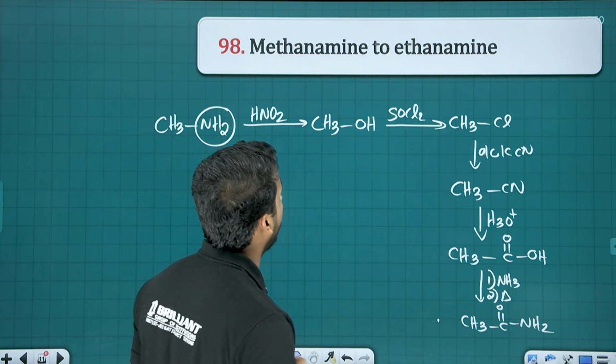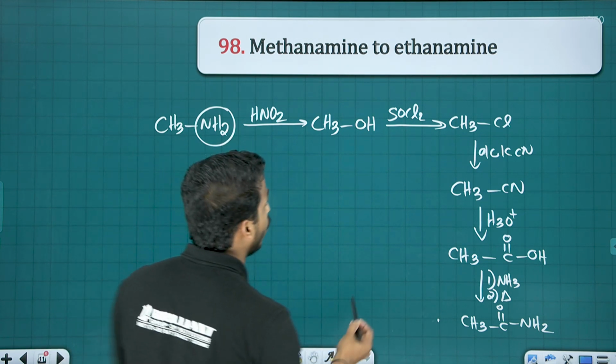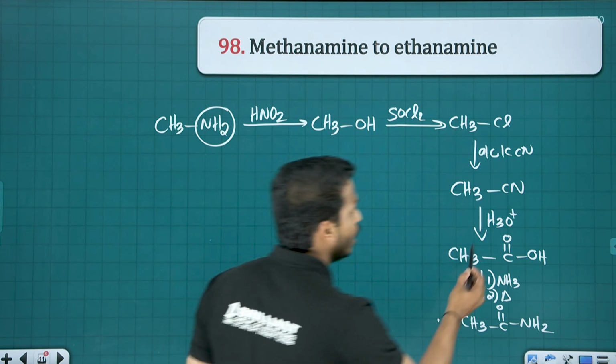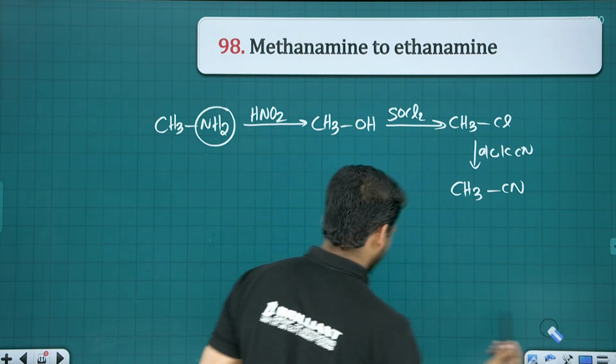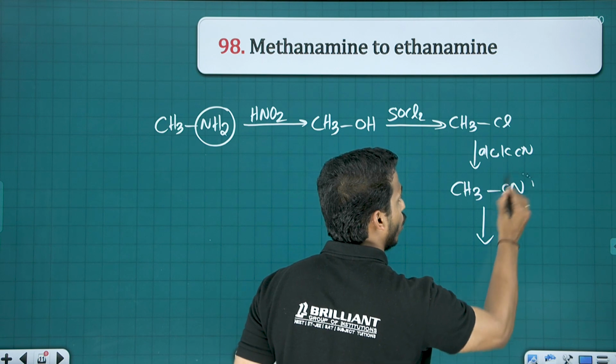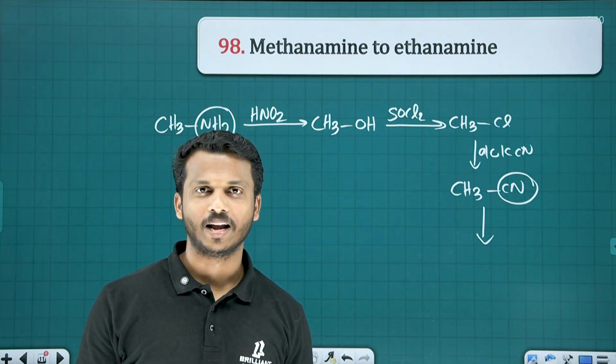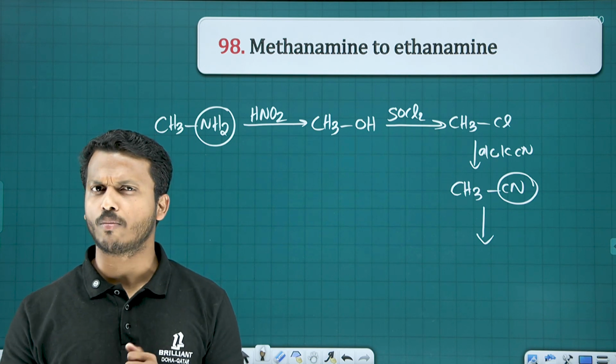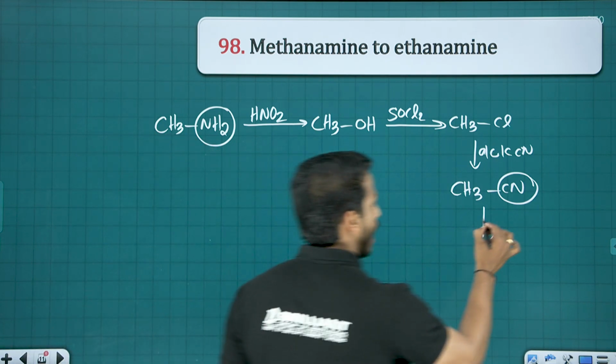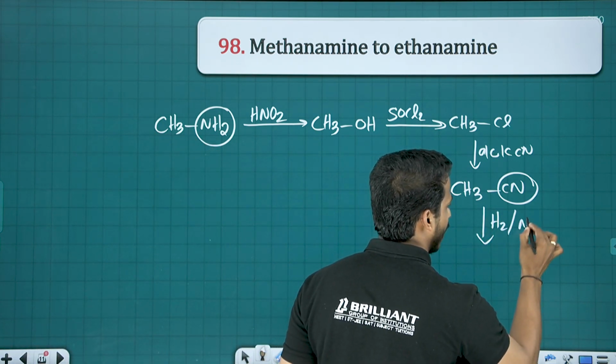We need ethanamine. Okay, so no need. The carbon we need to keep, right? So we do not require these steps at all. Very simple. The cyanide, you know, how to convert cyanide into amine? We have a direct method. How to convert cyanide into amine? Do you remember? We can use hydrogen in presence of nickel.